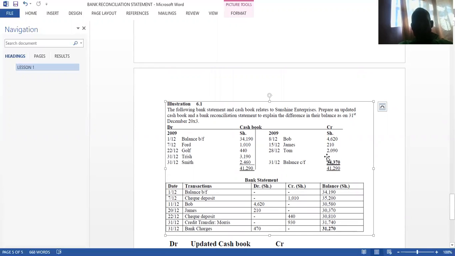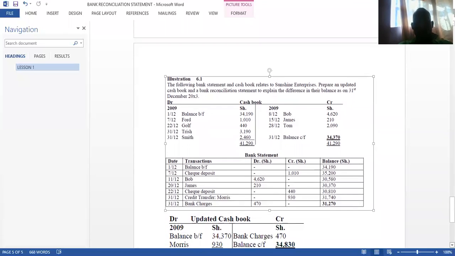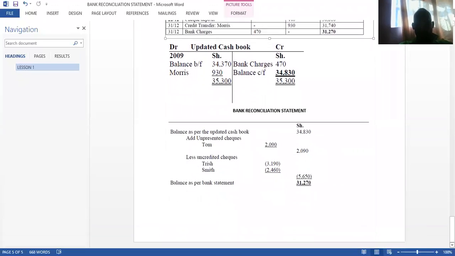You look for Tom 2090. When you come here, 2090 is not appearing. So this check that was paid to Tom, because this is the payment side, was not presented to the bank. And that's why when you come to the bank reconciliation statement, you will find that this check for Tom that was paid is actually not presented. That's why it is here.